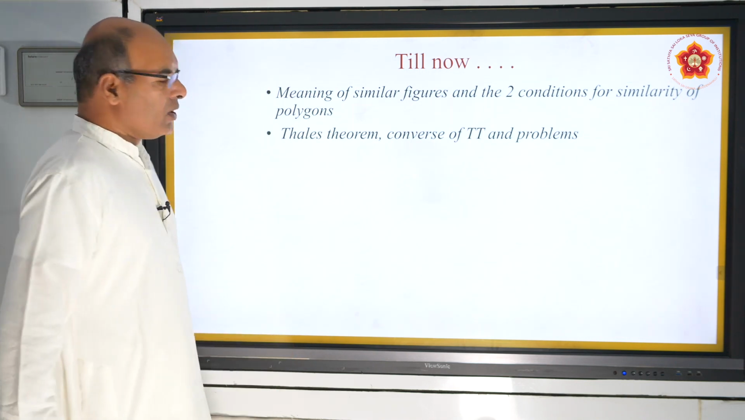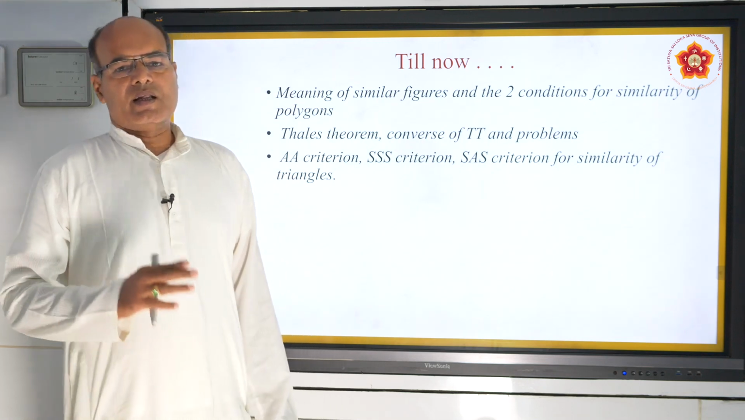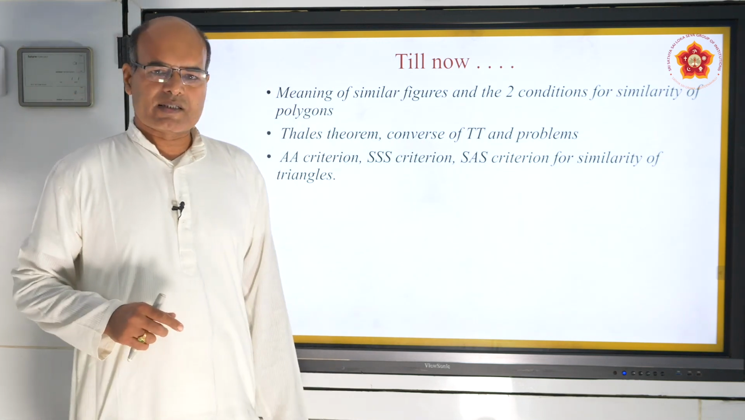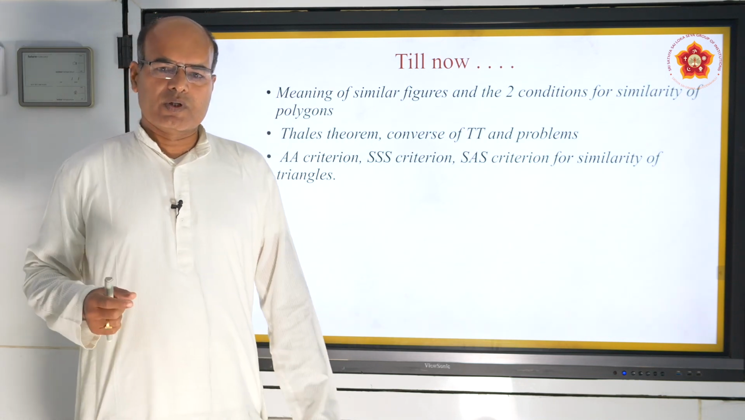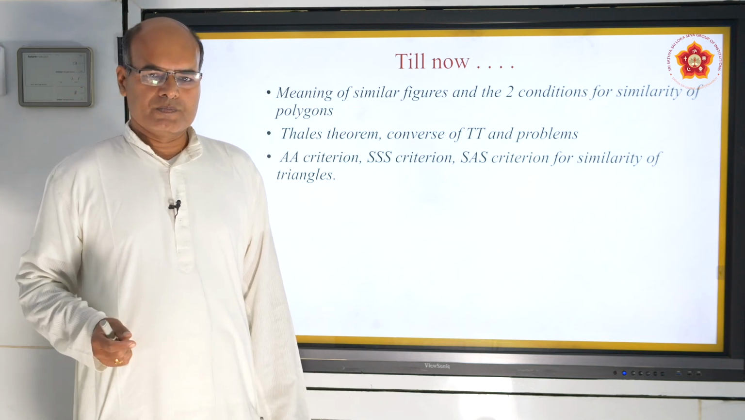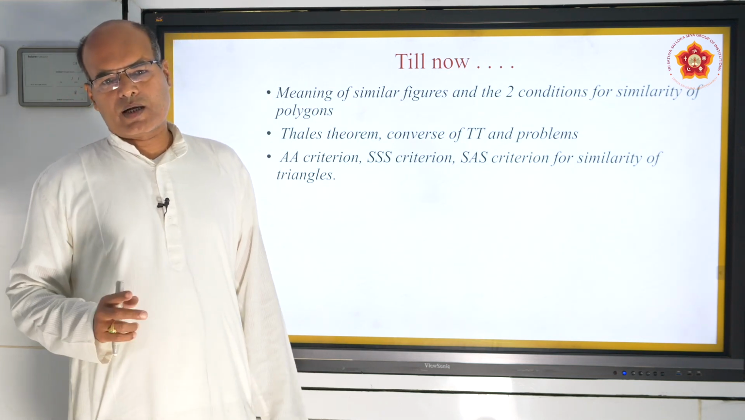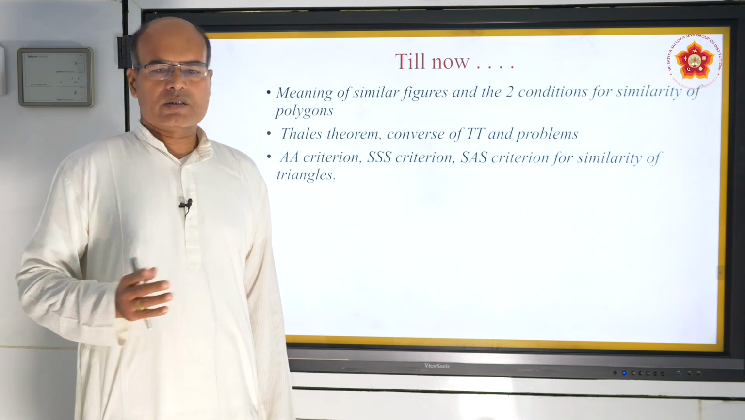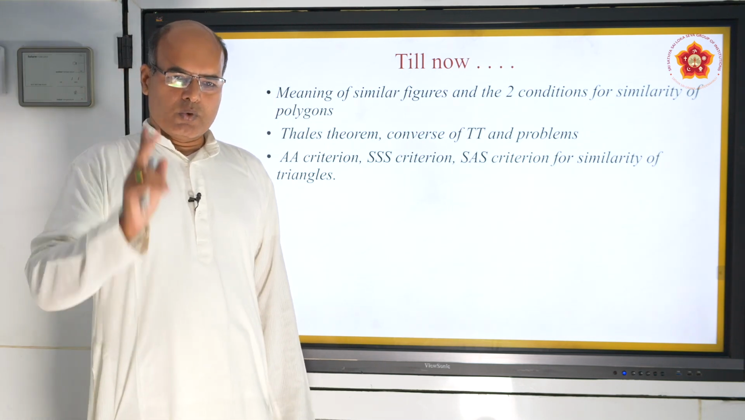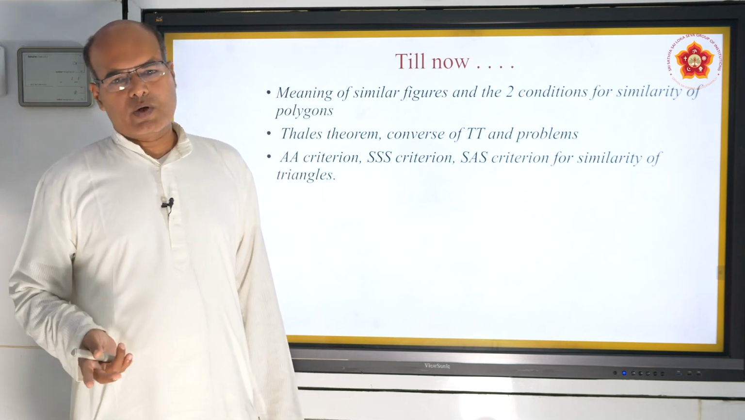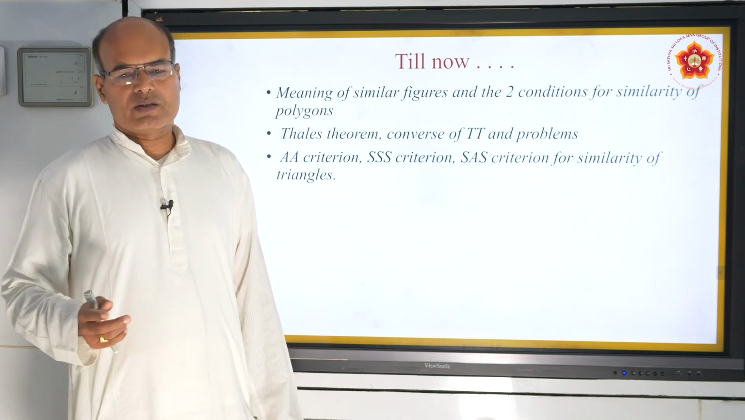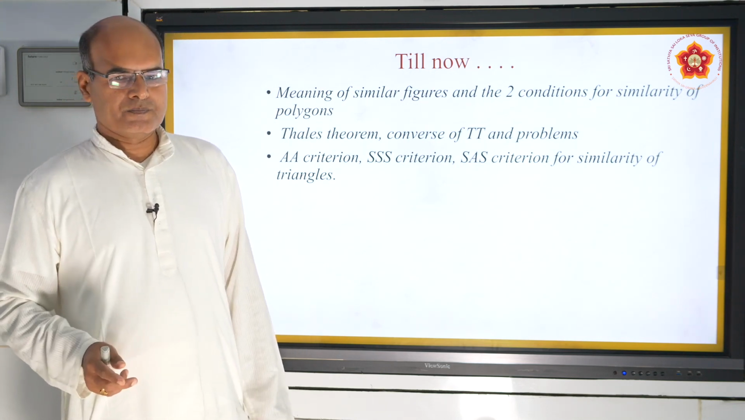In the third video, we have discussed a few criteria for the similarity of triangles: AA criterion, SSS criterion, SAS criterion. The important theorem proved there is that triangles which are equiangular are similar. To check whether the given two triangles are similar or not, we need not check all the 6 elements of the triangles. If two angles of one triangle are equal to two angles of another triangle, then those two triangles are similar.